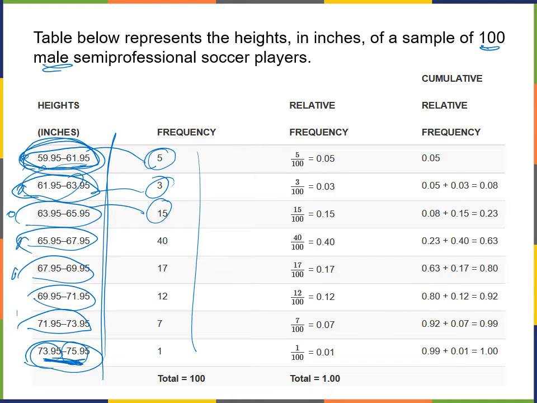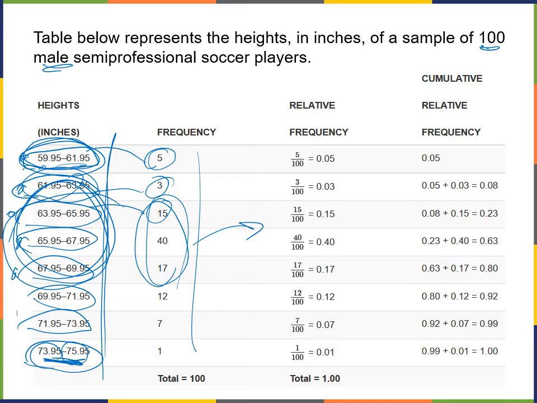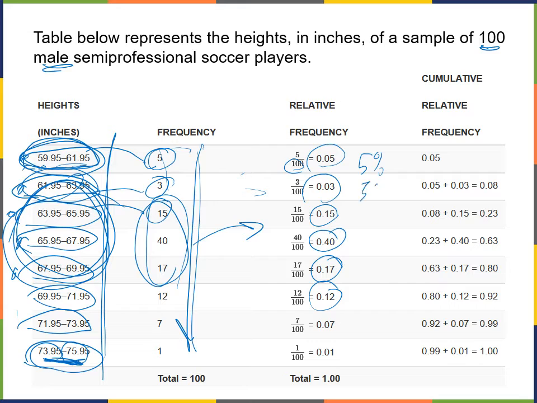And what you see is most of your soccer players sit right here in the middle, within these couple of classes. You can convert each one of those values to a relative frequency. Since there were 100 players, you would take each one of these numbers and divide by 100. Okay, 5 by 100, 3 by 100, and you get your relative frequency. If you want to look at it as decimals, you can. If you want to look at it as percent, you would say 5%, 3%, 15%, etc. Okay? And that would be your relative frequencies.